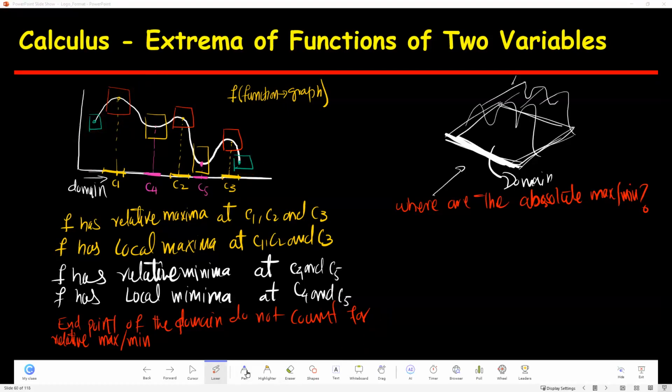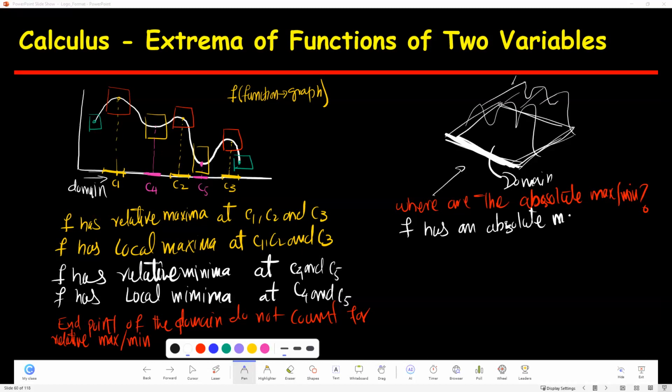So what I'm going to do, I'm going to write here, right here at this curve: F has an absolute maximum at C1. I can also write here F has a global maxima or max at C1. Okay, here is according to definition.